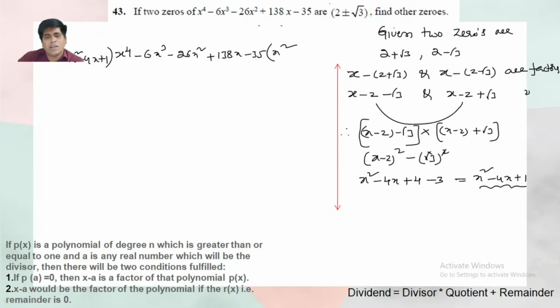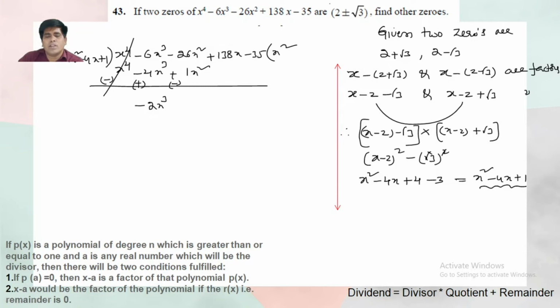X square into x square is x power 4. Minus 4x into x square is minus 4x cube. 1 with x square is 1x square. While subtracting, change the signs: plus becomes minus, minus becomes plus, and plus becomes minus. So the first term will get cancelled. What is left out here? Plus 4 minus 6, that is clearly minus 2x cube.